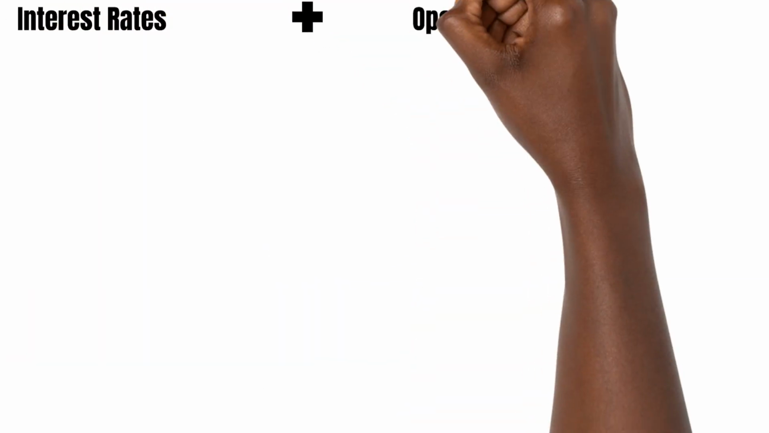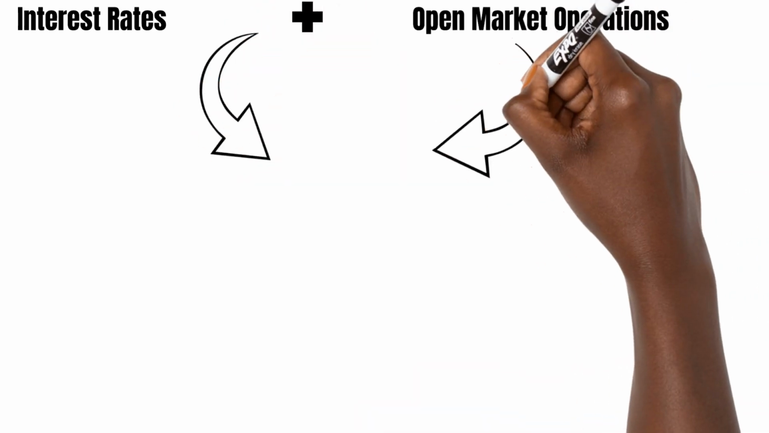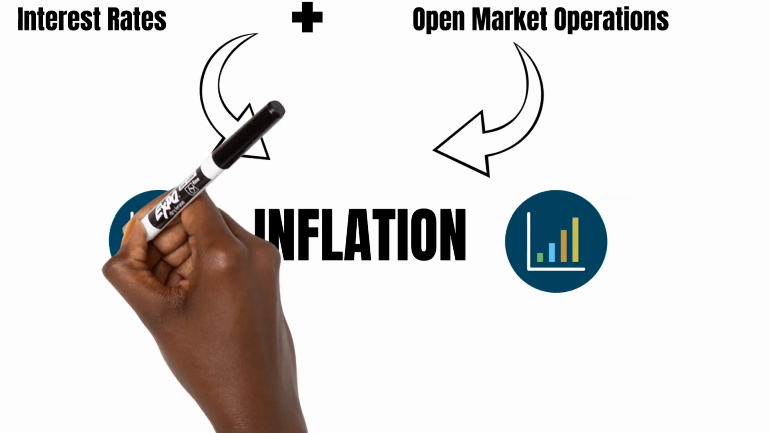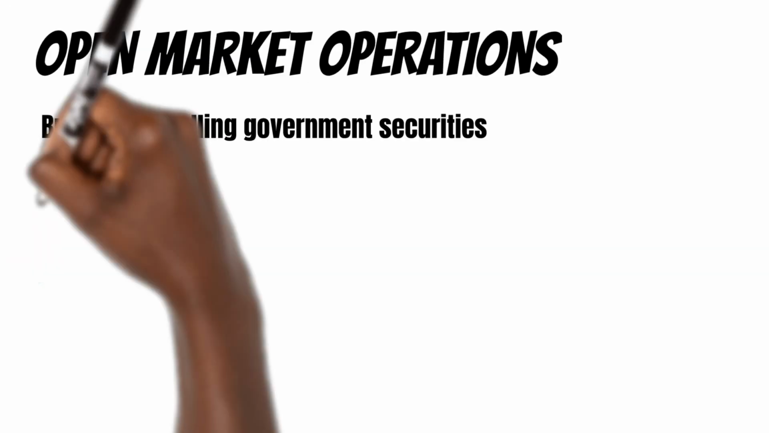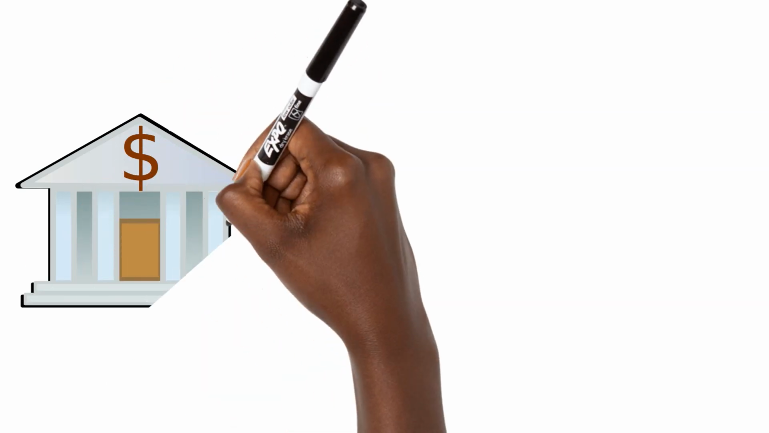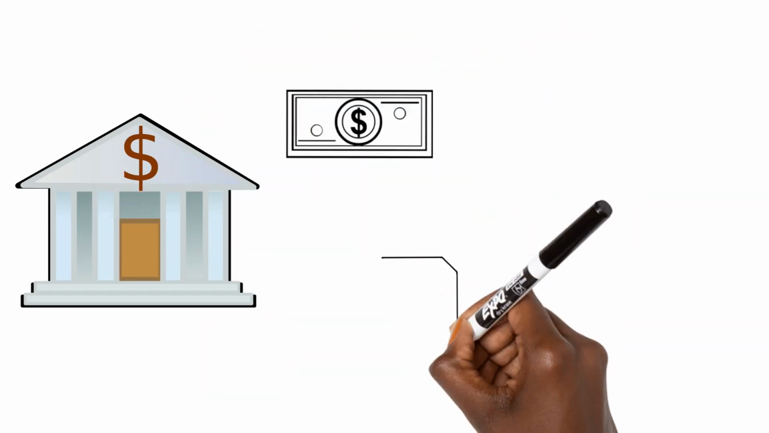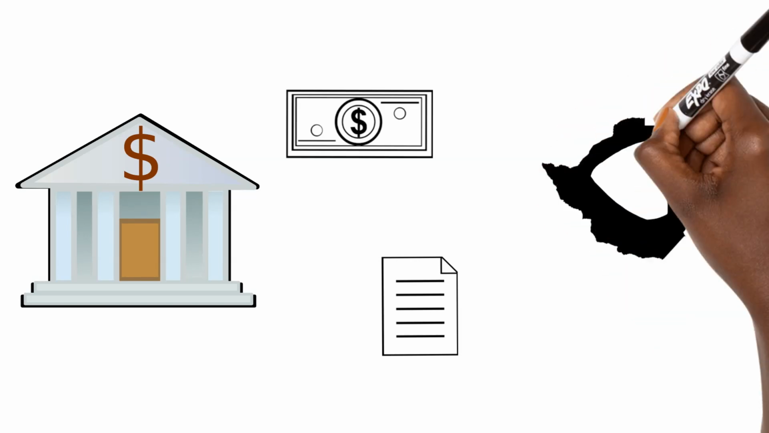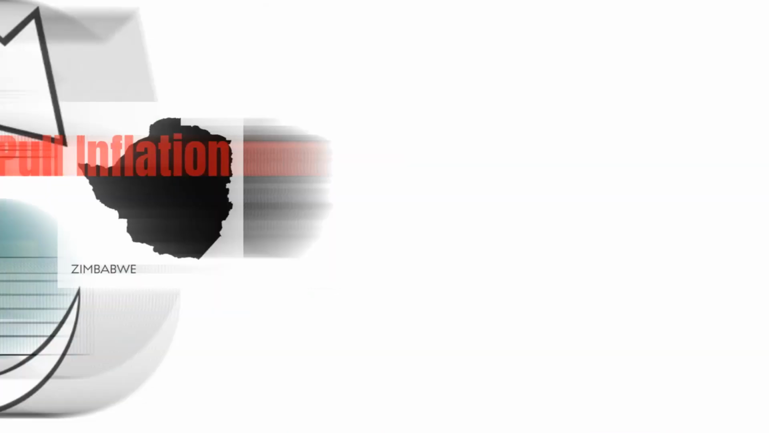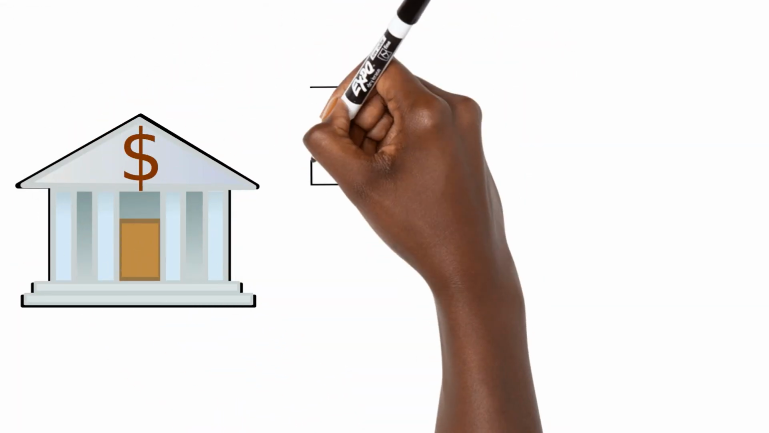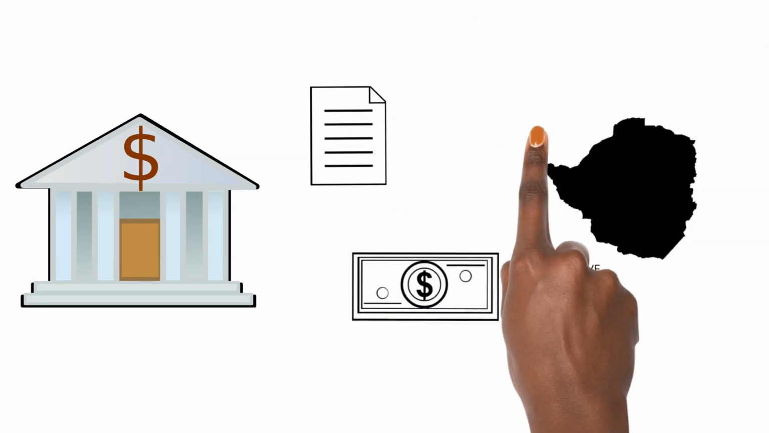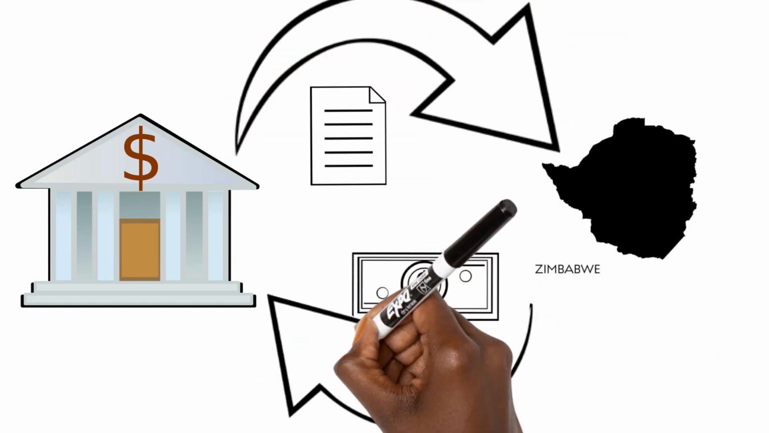In addition to controlling inflation through interest rates, the central bank can also influence inflation through open market operations. Open market operations involve buying and selling government securities, which can increase or decrease the money supply in an economy. When the central bank buys government securities, it injects money into the economy, which can increase consumer spending and boost economic growth. This can also increase demand-pull inflation. When the central bank sells government securities, it withdraws money from the economy, which can reduce consumer spending and slow down economic growth. This can also help reduce demand-pull inflation.